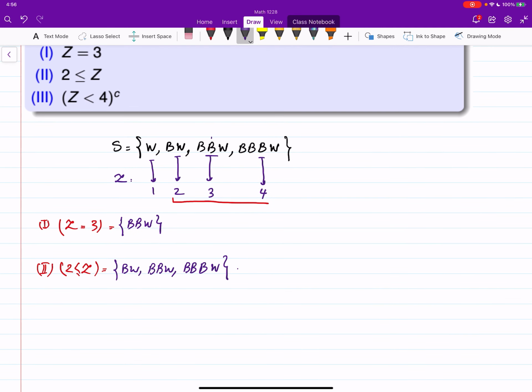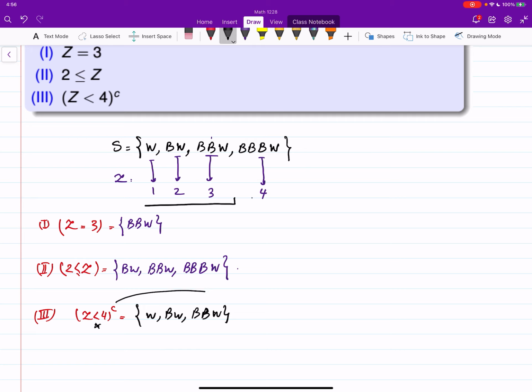How about Z less than 4 complement? Here, Z less than 4 means strictly less than. This is important. We are not including 4. There is no equality there, yes? So anything less than that, this will give us w, bw, bbw.